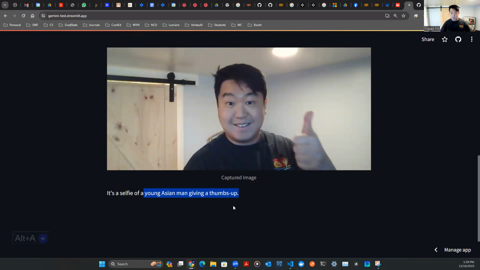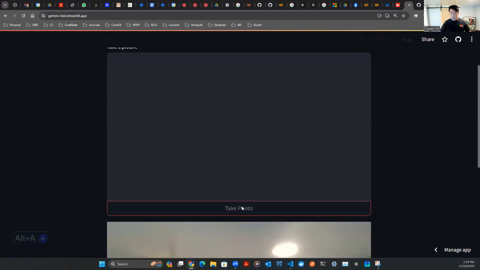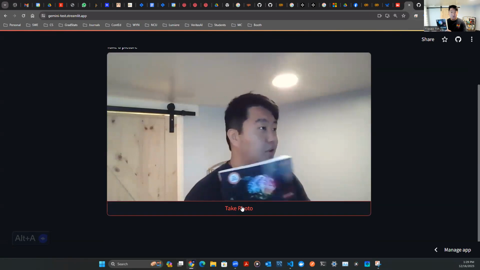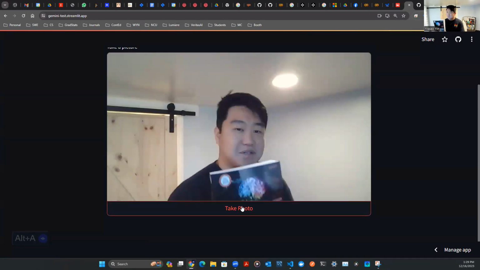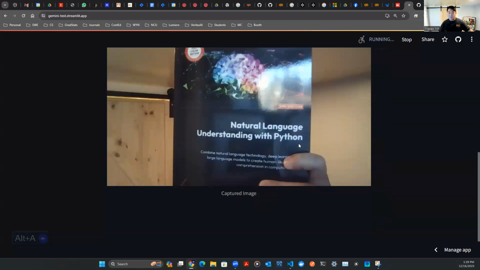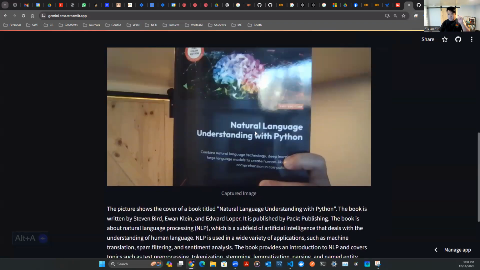One thing I found was text extraction, right? Here I have a book, and I'm going to do a little bit of a promotional video for Packt Publishing. I just take a picture of the book. Let's see what Gemini says about this picture. Now, of course, there's some sort of text, right? And boom, there you go. Look how much information Gemini is able to extract from this picture.